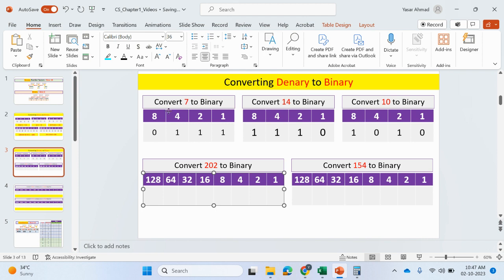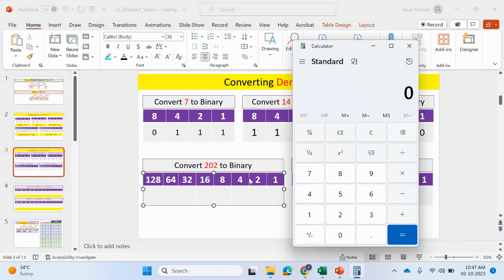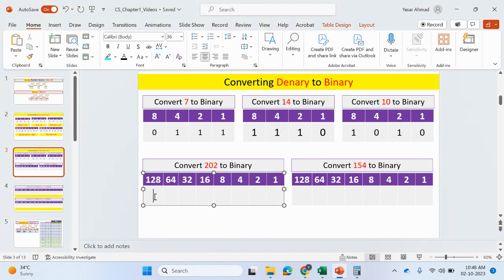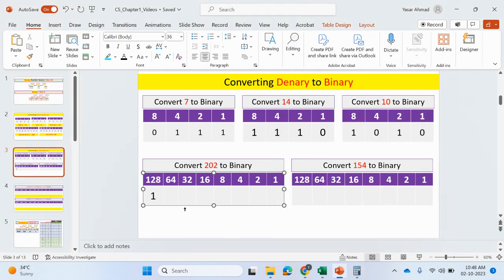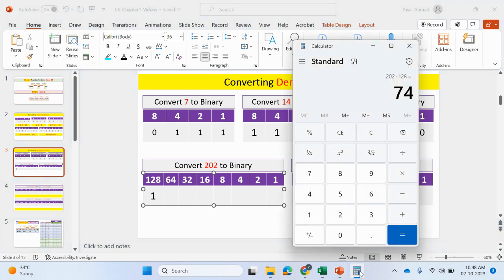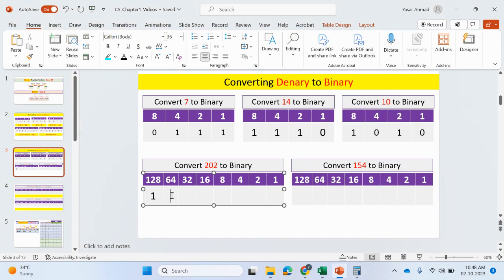Okay, so got my calculator ready. So 128 does go into 202, so we can put a 1 here. And what's left over? So what we're going to do is 202, take away 128 equals 74. Now does 64 go into 74? Was it 74? Yes, it does. And what's left over? We have 10.